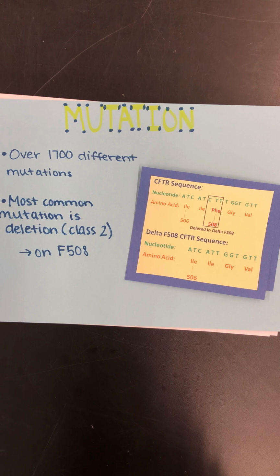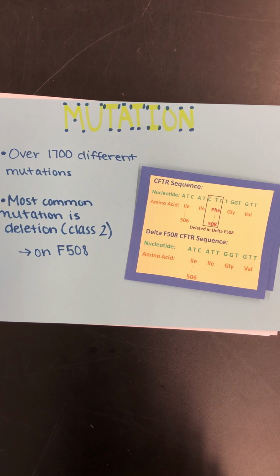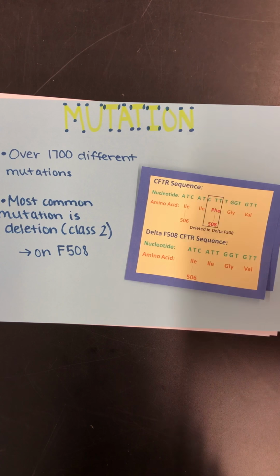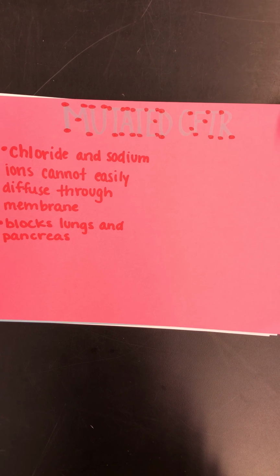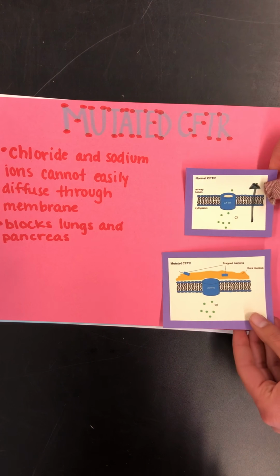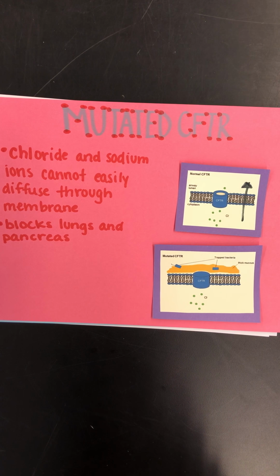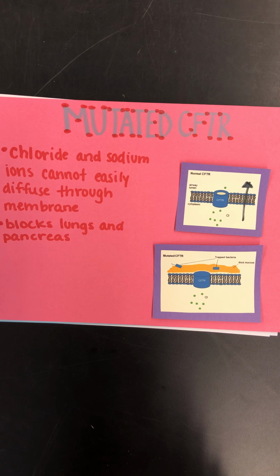The deletion of the amino acid results in the incorrect shape of the protein, which the cell recognizes and removes. The cystic fibrosis transmembrane conductance regulator is a channel protein that facilitates the diffusion of chloride ions, as well as helping the channels that facilitate diffusion of sodium ions. When the CFTR protein is removed from the cell membrane, it becomes harder for chloride and sodium ions to move in and out of the cell.